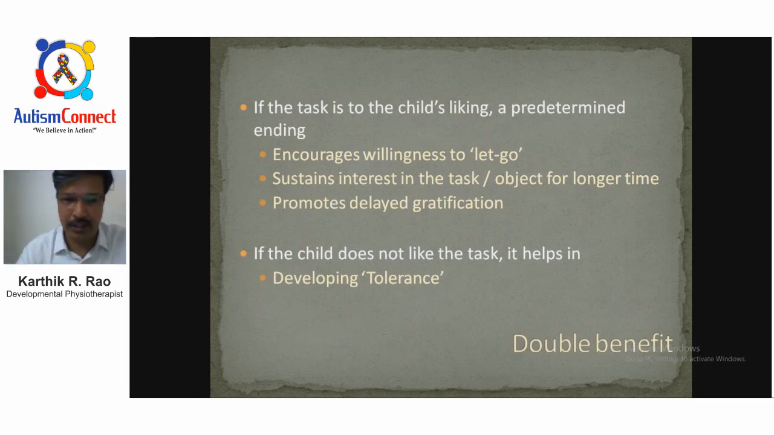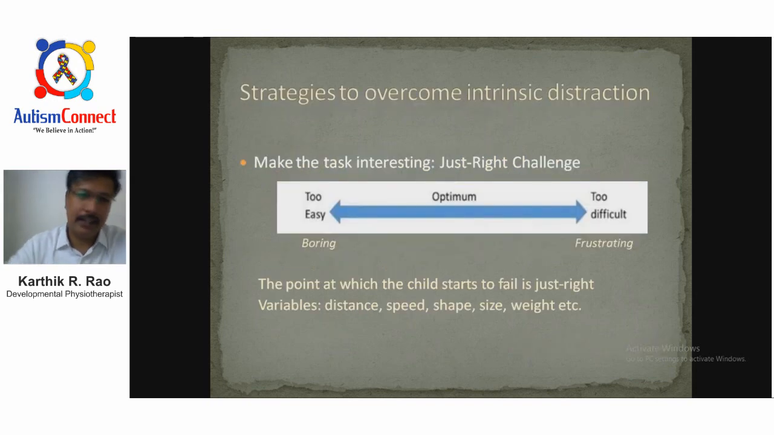It gives you the strength. The other strategy to overcome intrinsic distraction would be to make the task interesting. As I had mentioned, if the child finds the task not interesting, what can you do about it? The first thing that you can do is always look at a just right challenge. Now, what does it mean?